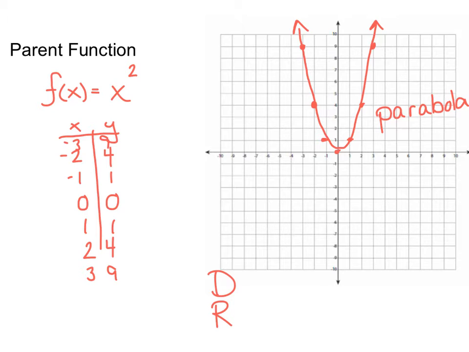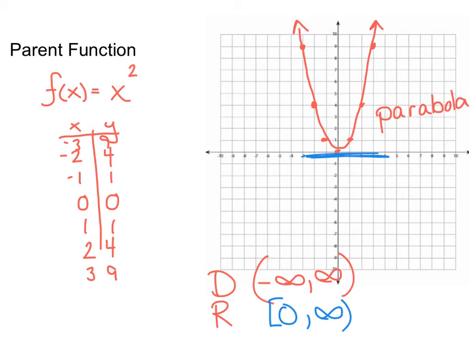The domain of this parabola is negative infinity to positive infinity. All quadratics have that domain. It goes infinitely left, infinitely right. Now the range is a little different. The lowest this parabola goes is here at 0, and it goes infinitely upward. Since 0 is included on the graph, it gets a bracket.